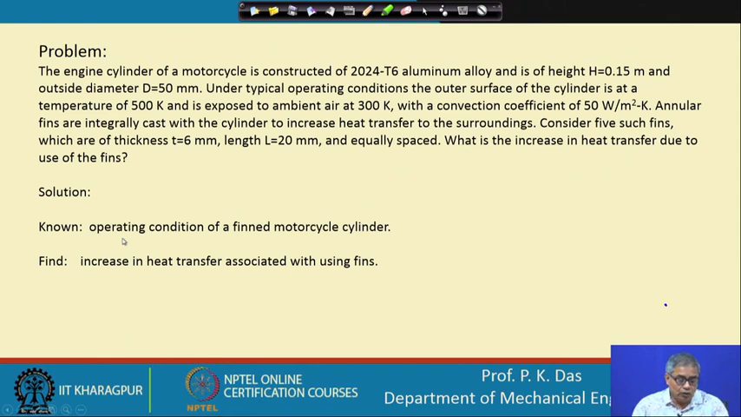So, what is known? The operating condition of a finned motorcycle cylinder, and the increase in heat transfer associated with using the fins is what we have to determine. We have to find out the increase in heat transfer by the use of fins.